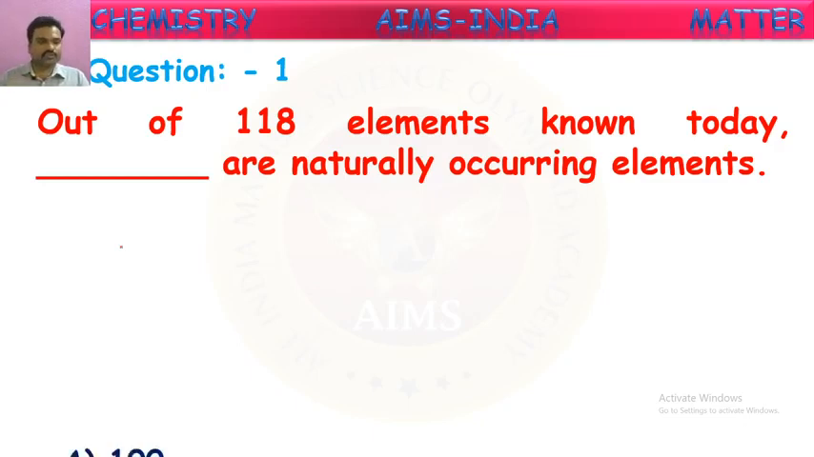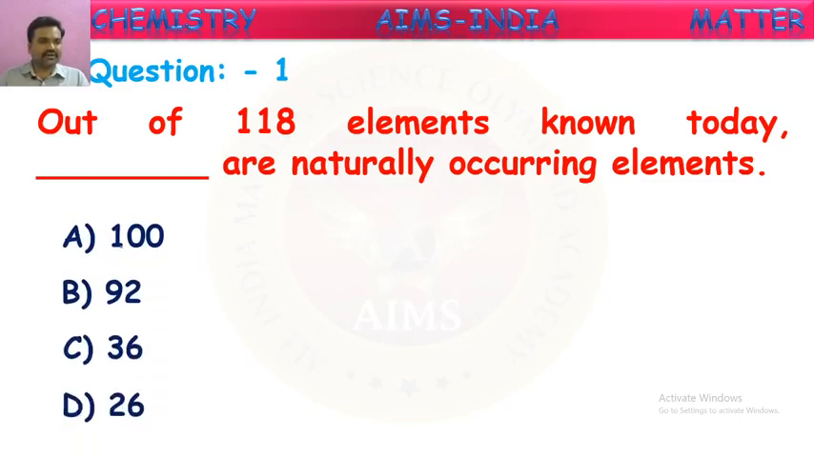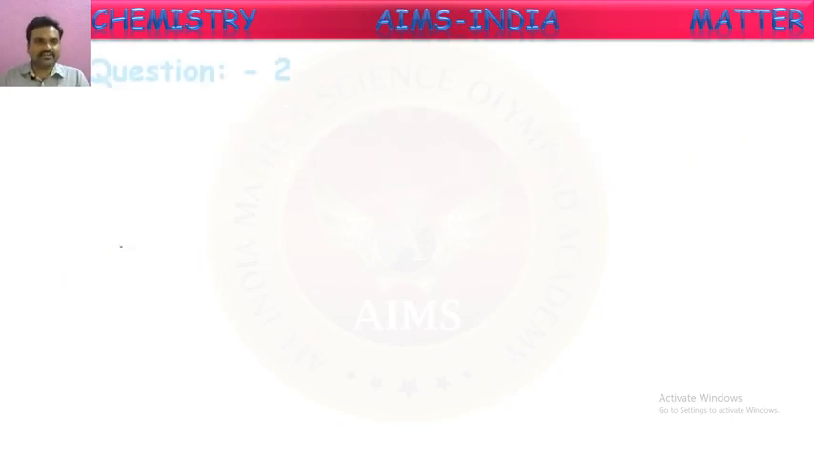Let me say the options also: 100, 92, 36 or 26. How many, children? You can give your answer in the chat. Yes, good. It is 92. 92 elements are naturally occurring out of these 118. The remaining elements are synthetic or man-made elements. They are prepared from already existing elements by some nuclear reactions, we say. Anyhow, 92 are naturally occurring. Right, next question.